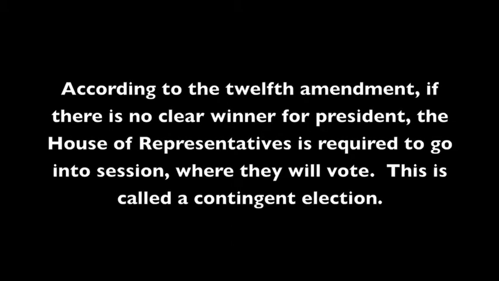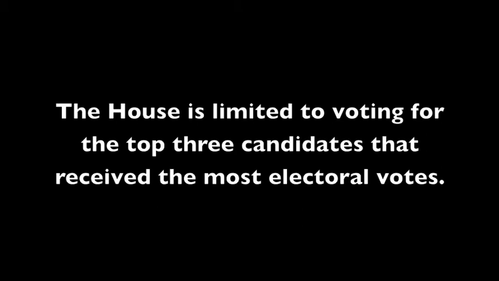According to the 12th Amendment, if there is no clear winner for president, the House of Representatives is required to go into session where they will vote. This is called a contingent election. The House is limited to voting for the top 3 candidates that receive the most electoral votes.